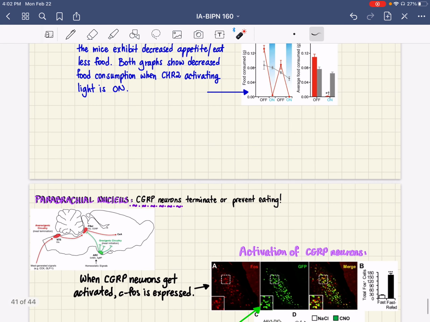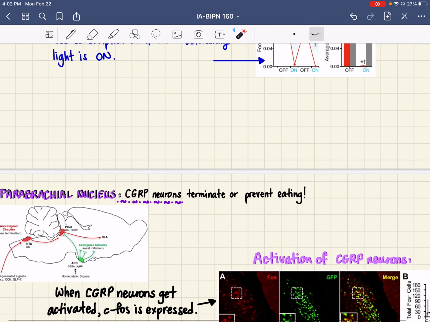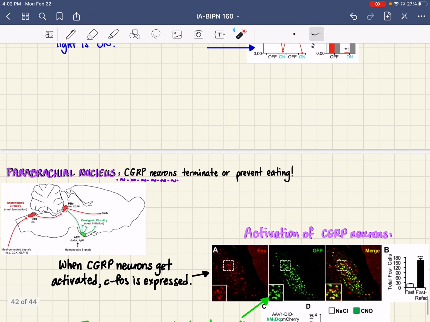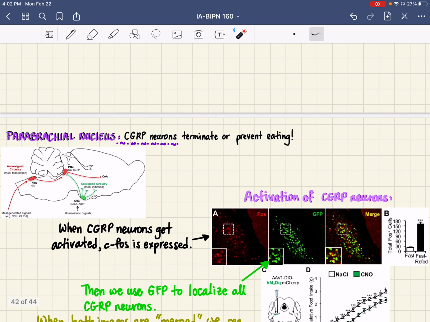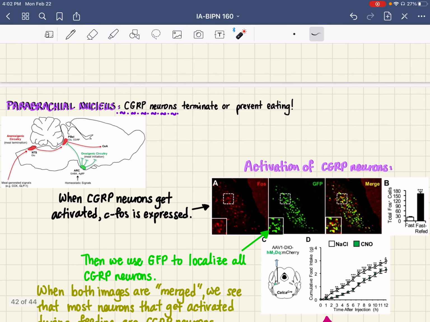Now let's move on to the third pillar of how neuronal activity controls appetite. And the third one, the third nucleus in the hypothalamus, is called the parabrachial nucleus. And this parabrachial nucleus has certain neurons in it, and these neurons are called CGRP neurons. And these neurons are involved specifically in terminating or preventing eating.